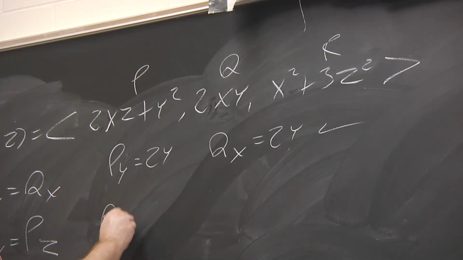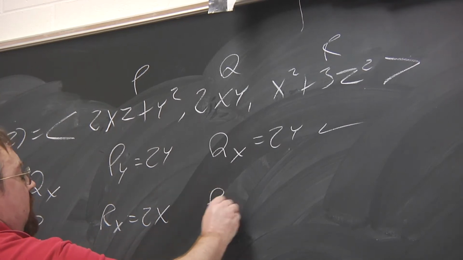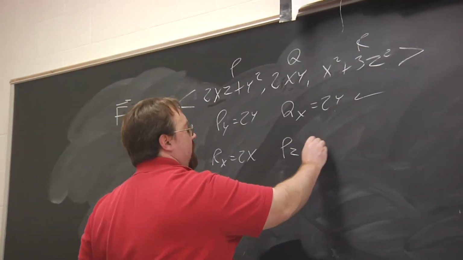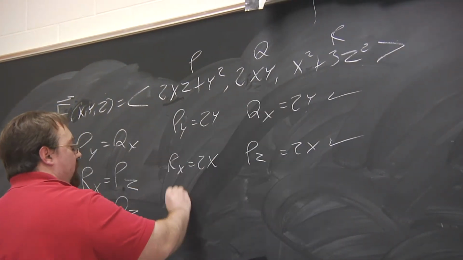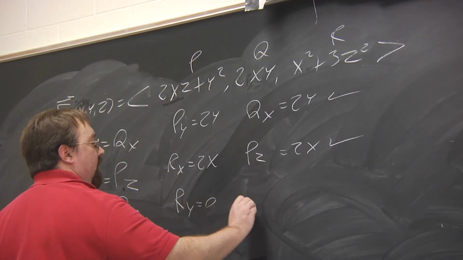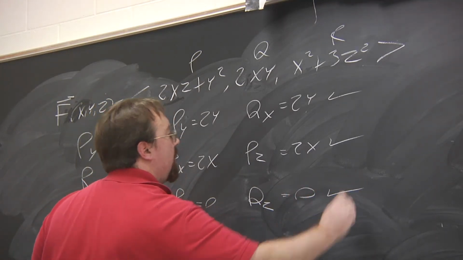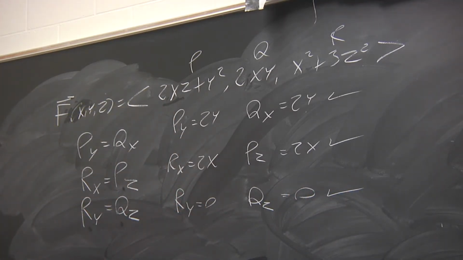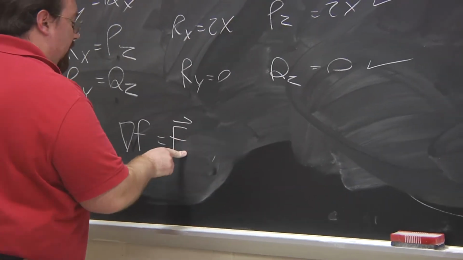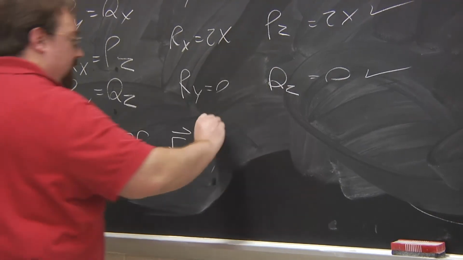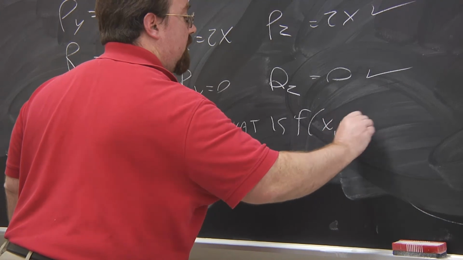Rx is going to be 2x. Pz is going to be 2x, so that works. Ry is going to be 0. There's no y in there at all. And qz is equal to 0, so that works. So this vector field is conservative. So big F is the gradient of some function little f. So what is f of x, y, z?